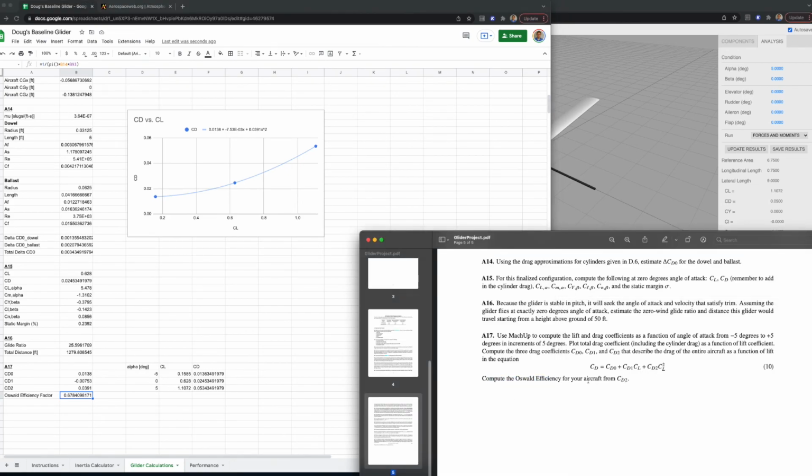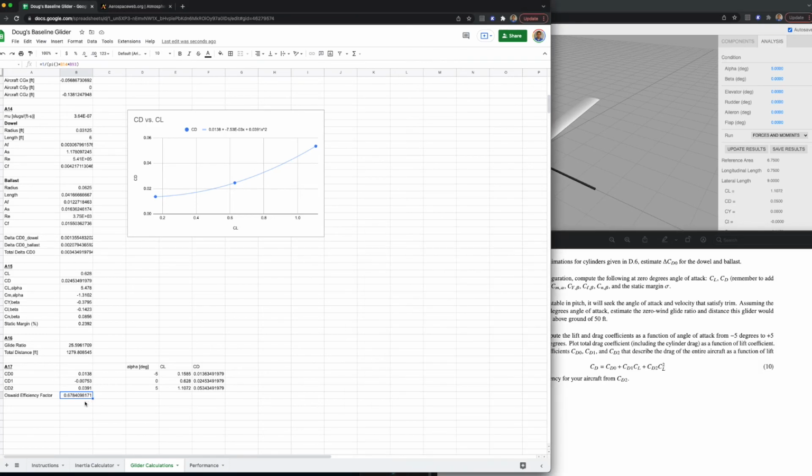Okay, so we got CD0, CD1, and CD2, and then it says, by the way, compute the Oswald efficiency for your aircraft from CD2. So Oswald efficiency is just kind of a measurement of how efficient we are relative to some ideal condition of an elliptic wing with elliptic lift distribution and all that. It's kind of the minimum drag solution that we could be at.